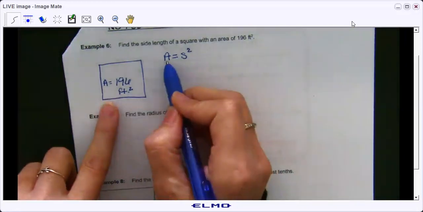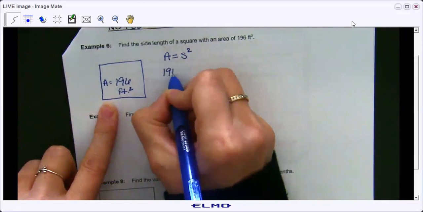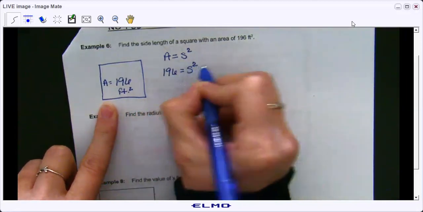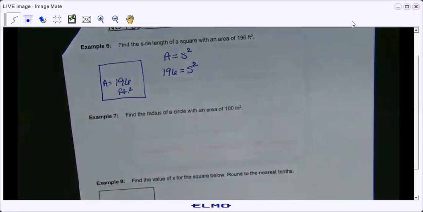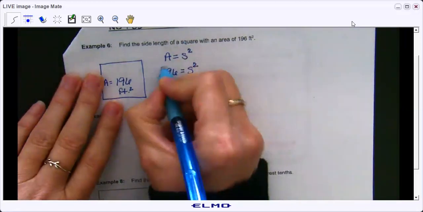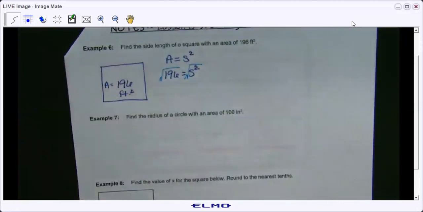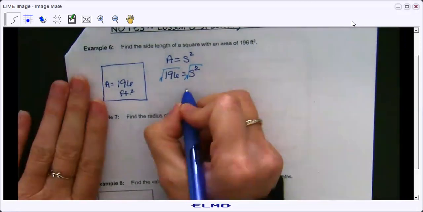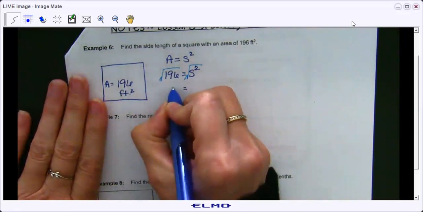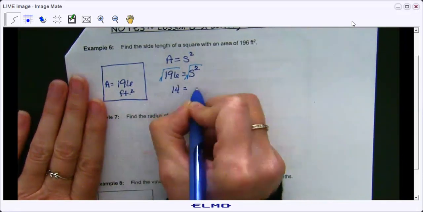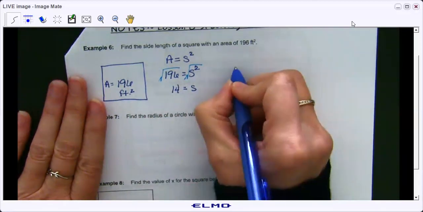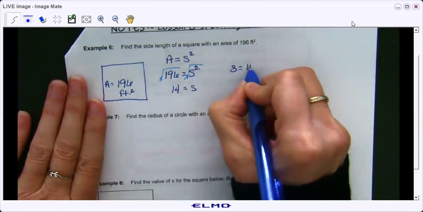We know that the area A is 196. What we're trying to figure out is the side. So once we plug it in, now we have a problem similar to what we were just doing, right? What do we have to do to both sides? Square root. Does anyone know what the square root of 196 is? It's 14. So each side is 14 feet.